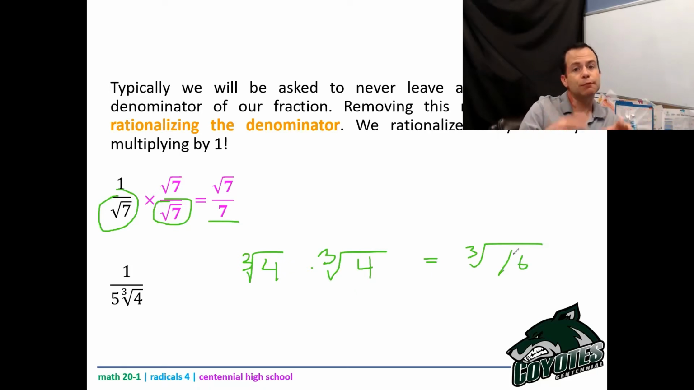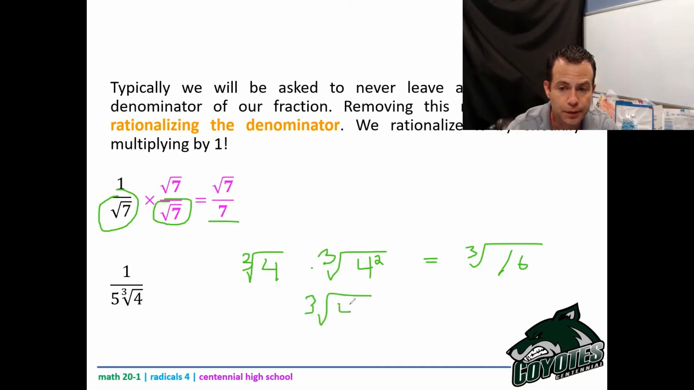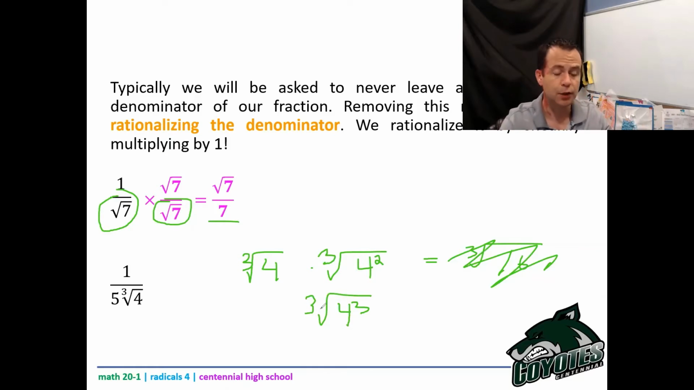In order to get rid of a cube root, I need a perfect cube, right? A perfect cube and a cube root undo each other. And so I don't want to multiply it by itself. I actually want to multiply it by itself squared. Do you see what I just wrote there? Okay. Think about that for a sec. That's going to give me 4 times 4 squared. That would give me 4 cubed, right? 4 times 4 squared gives me 4 cubed, and the cubed root of 4 cubed would just be 4.